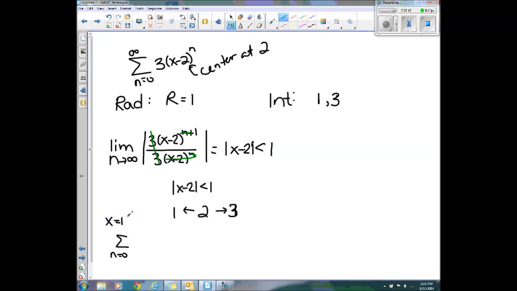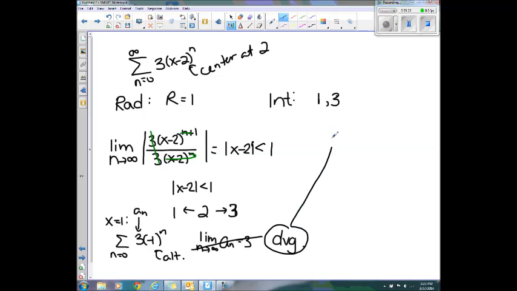When x equals 1, and I plug in 1 for x, I have 3 times negative 1 to the n power. This is an alternating series, or I could look at it as a geometric series, where this is my a sub n, and if I let n go to infinity, a sub n goes to 3, which is not 0, which means I diverge for the value x equals 1. Since it diverges for x equals 1, up here I'm going to use parentheses.